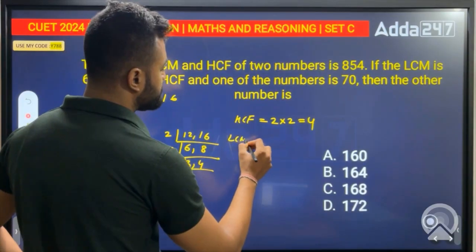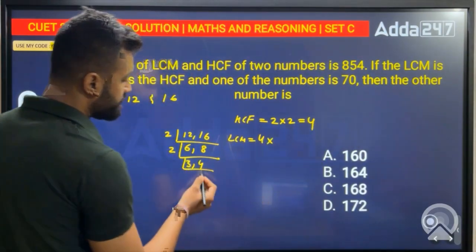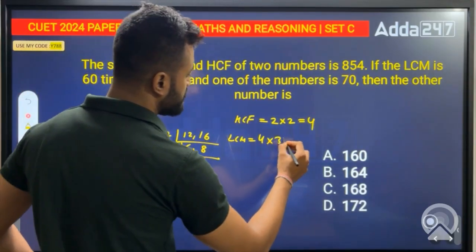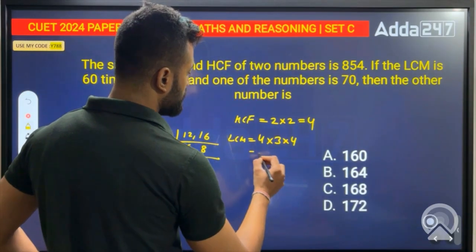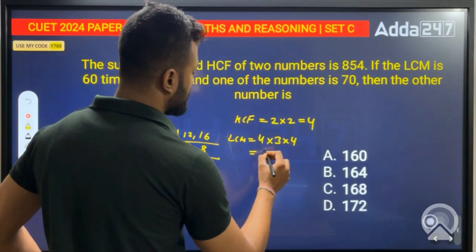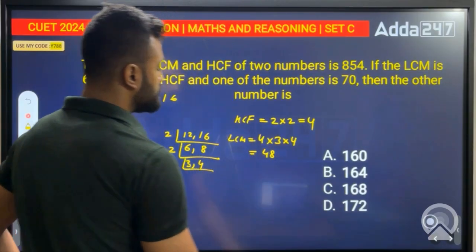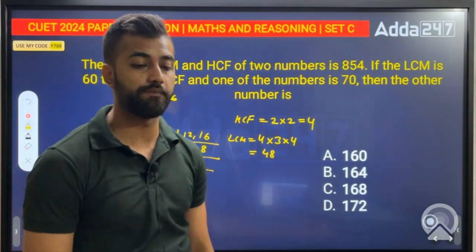What will the LCM be, sir? For LCM, you take 4 and along with it the remaining numbers. Remaining are 3 and 4. Just multiply 3 into 4. This is your answer. 4 into 12, how much? 48. This is your LCM. So 48 is the lowest common multiple of these two numbers.